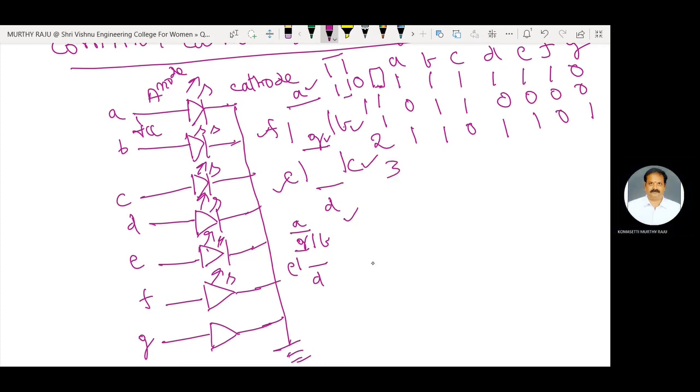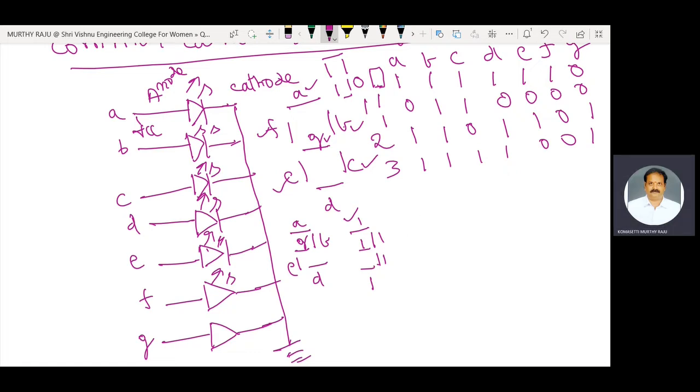For 3, the third one: A is 1, B is 1, C is 1, D is 1 and G is 1. The remaining E line is 0, F line is also 0, and the G line is 1.